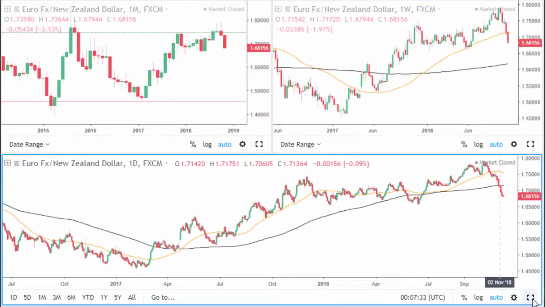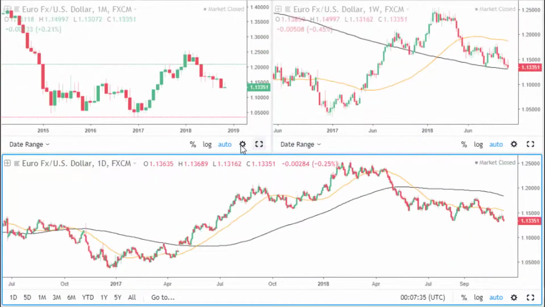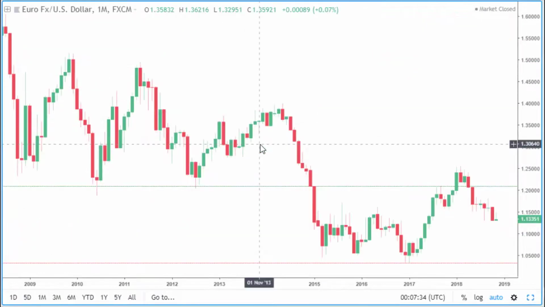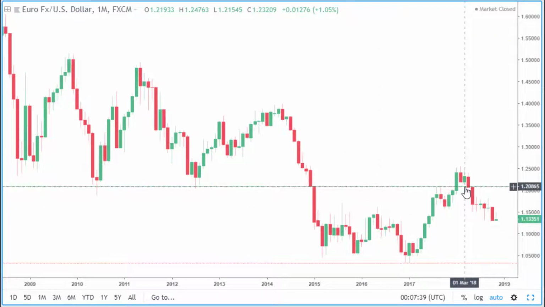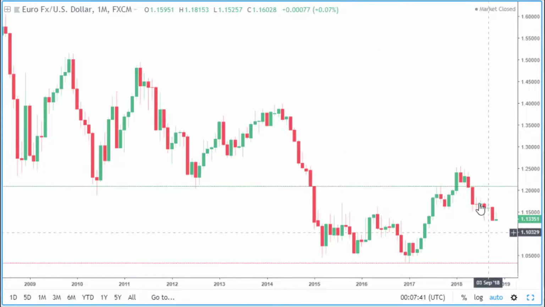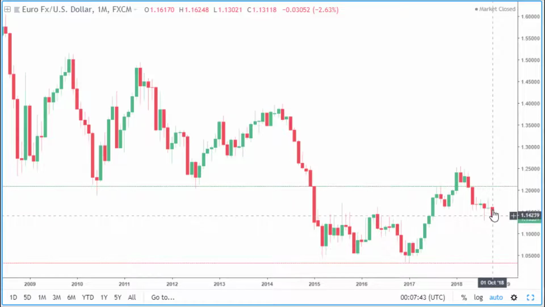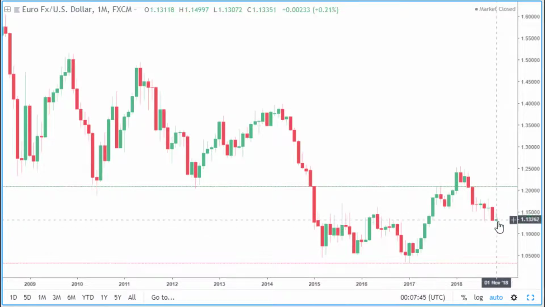The next Forex pair is the Euro US dollar. Price is currently trading in between last year's high and last year's low. And last month we saw a big bearish bar. We have to wait and see whether price will continue to move to the downside. But so far this month we've seen an indecision candle.